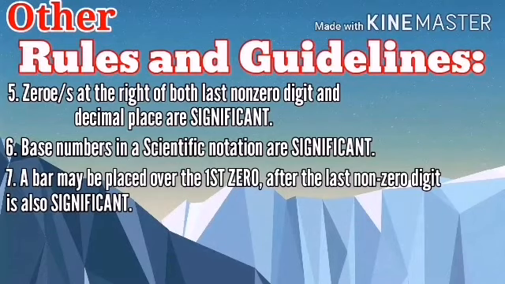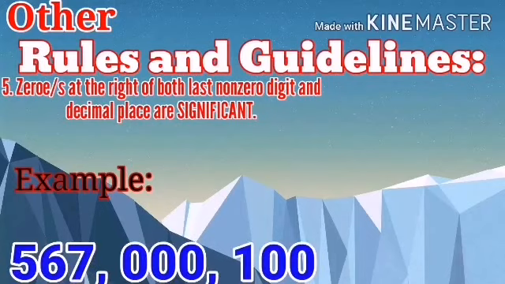Isa-isahin natin. Let's start with rule number 5. Zeros at the right of both last non-zero digit and decimal place are significant. These are terminal zeros after the non-zero digits or a decimal place. Kung sa rule number 4 sinasabi na terminal zeros are not significant, dito naman sa rule number 5, terminal zeros are significant if and only if the given is not in whole number but in decimal numbers.